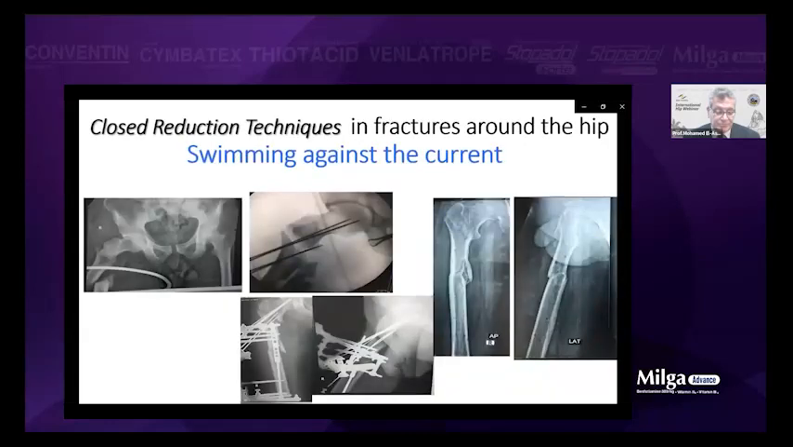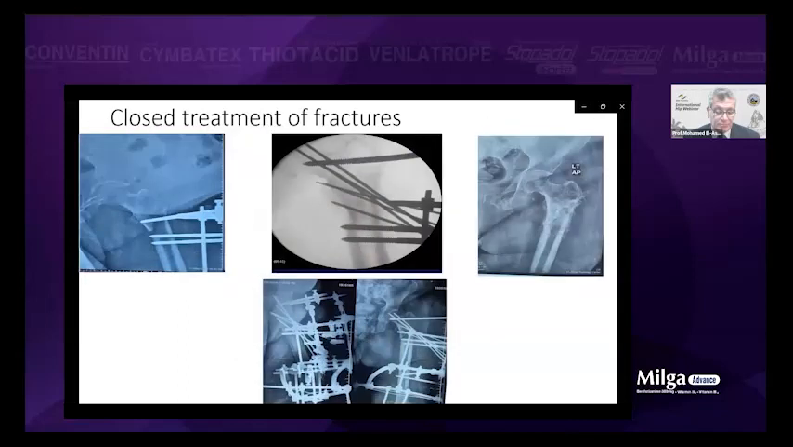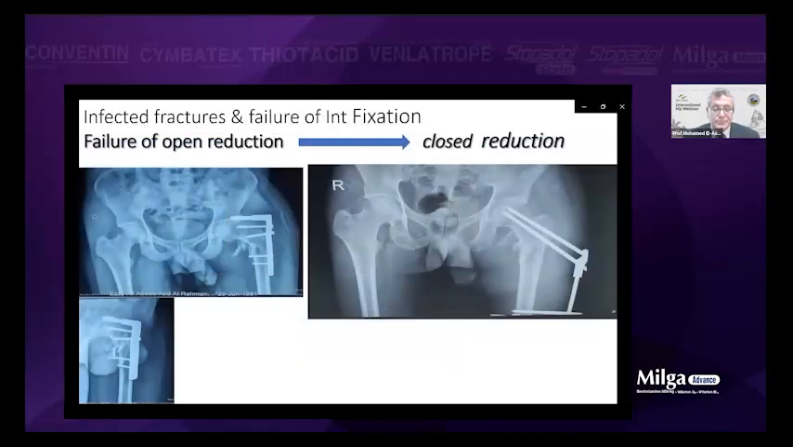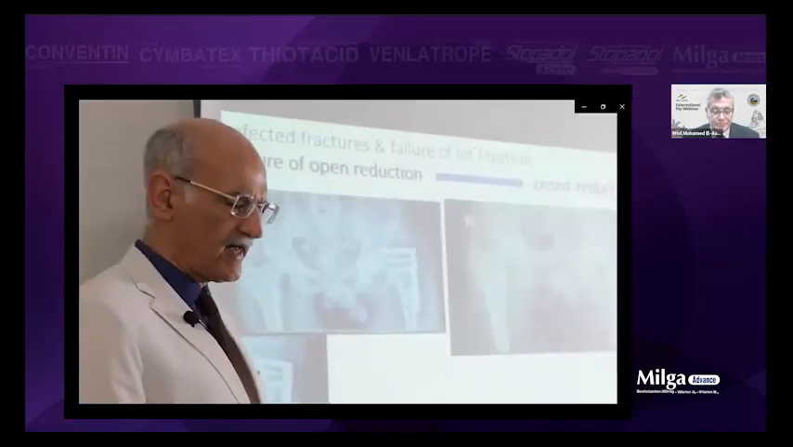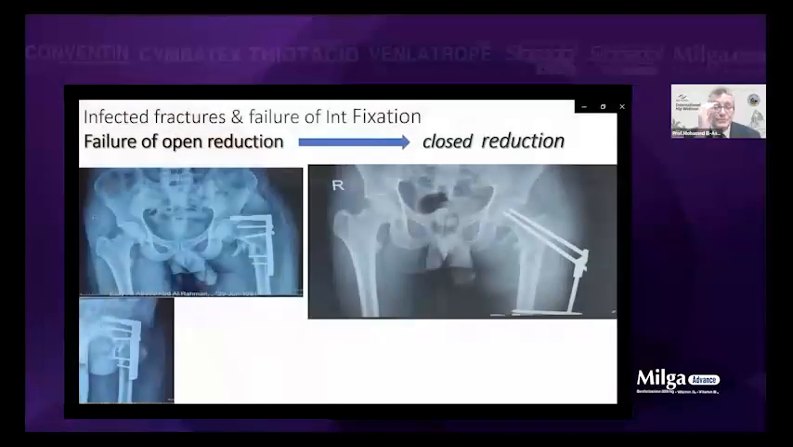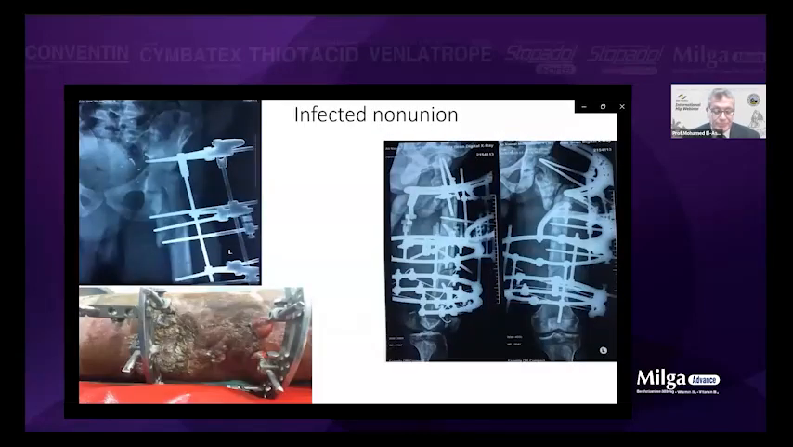Also, we can use closed reduction techniques in fractures. I'm going to explain them during the workshop: putting the wires, pulling or moving the fragments, like in this case. And this is an example of the closed reduction technique of this method using serrated wires and half pins in different directions. Also, in infected fractures, if you have failure of internal fixation, like this case with failure of the DCS, you can apply an external fixator in the direction of the neck. Infected non-union, same.